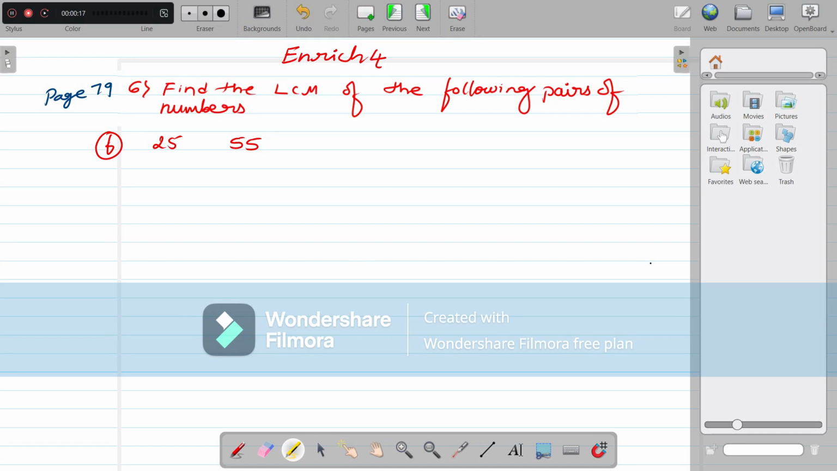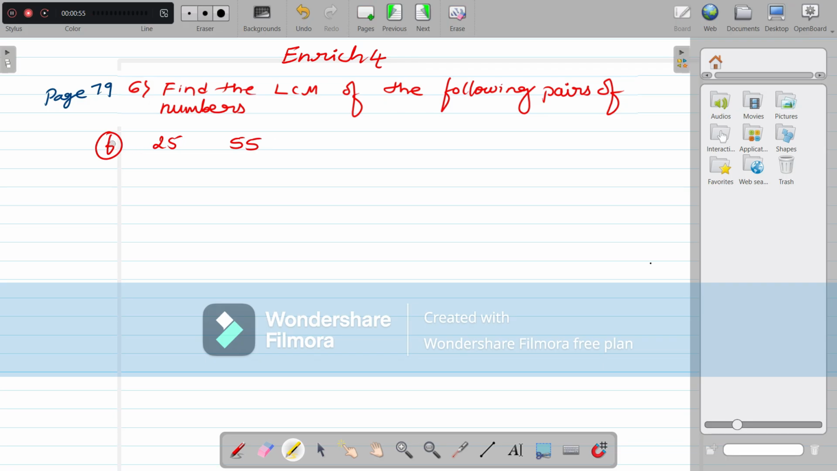We are going to learn some of the questions on finding the LCM of a pair of numbers. That is from Enrich 4 of Chapter 5, Factors and Multiples, page number 79, question number 6. As we already know how to find the LCM, they are asking the same questions. Find the LCM of the following pairs of numbers: 25 and 50.